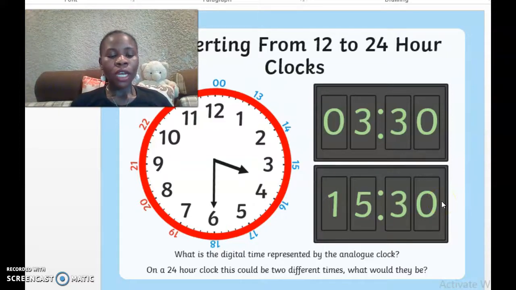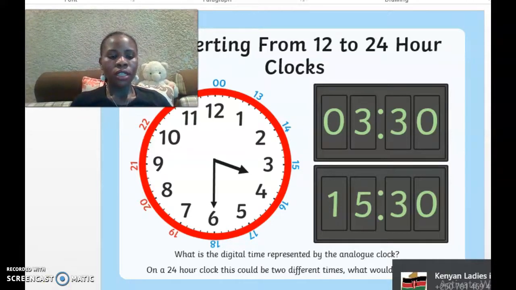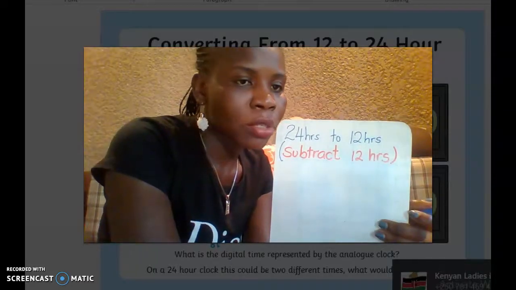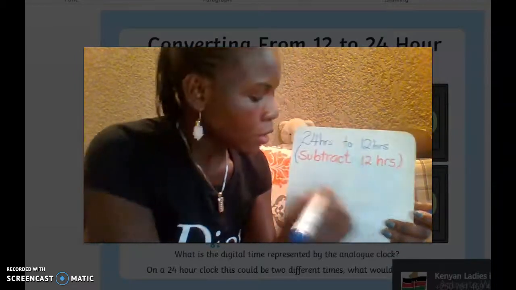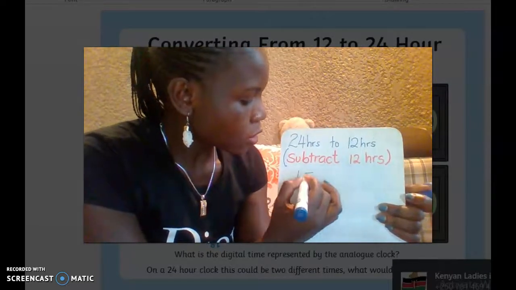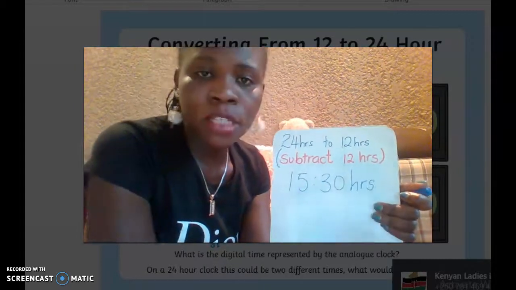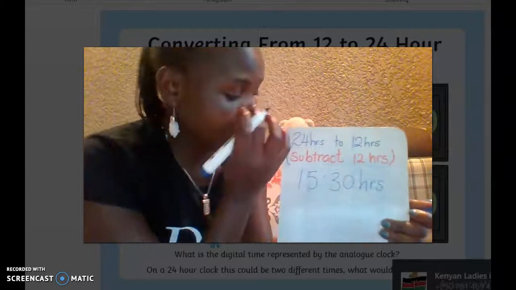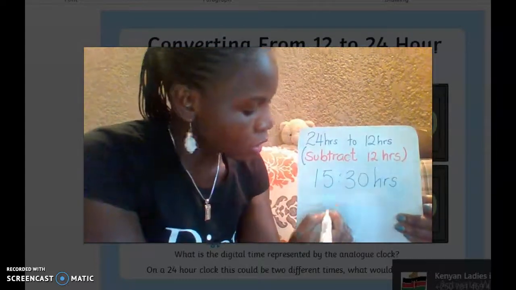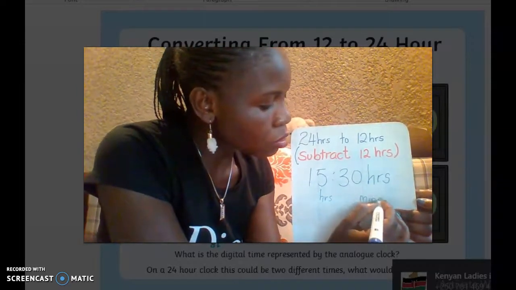But can we find out how to change from the 12-hour clock to the 24-hour clock? Let's check that. Good, so let's see how we are going to convert 15:30, 24 hours, to 12 hours. So 24-hour time will be 15:30 hours. How do you convert this to a 12-hour clock? I've said here, subtract 12 hours. So you'll just arrange your timing: hours, then this side becomes minutes, so that you don't confuse.